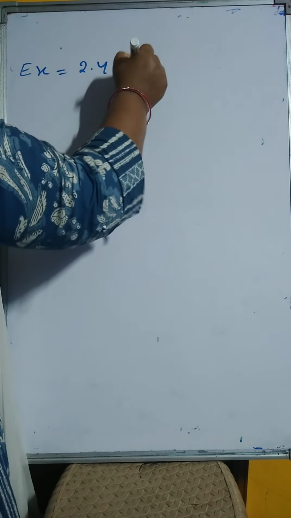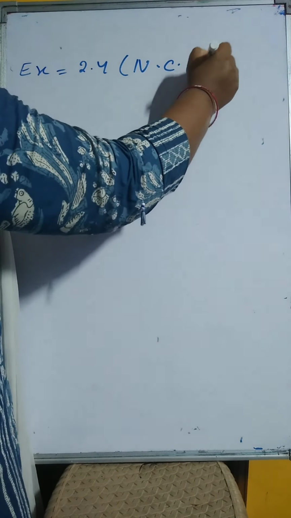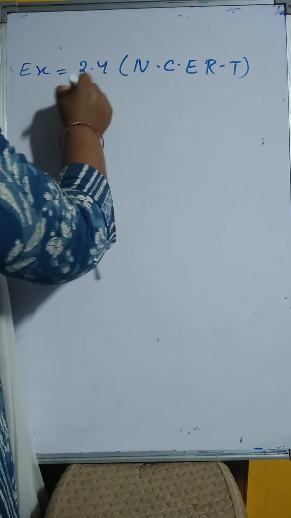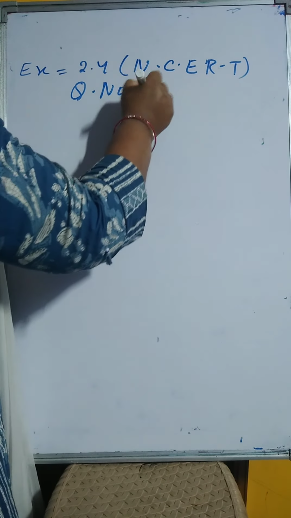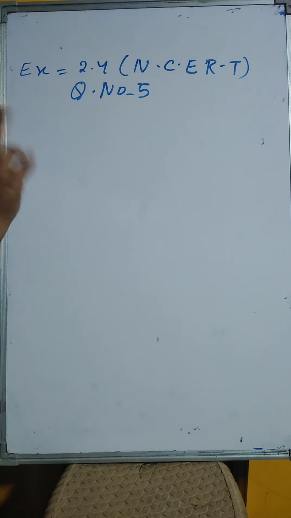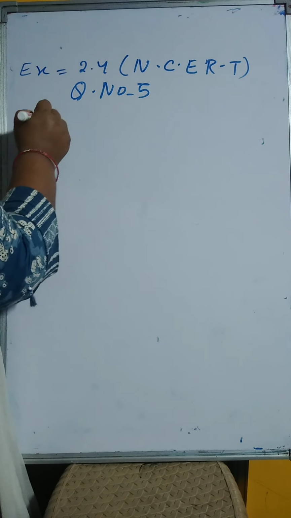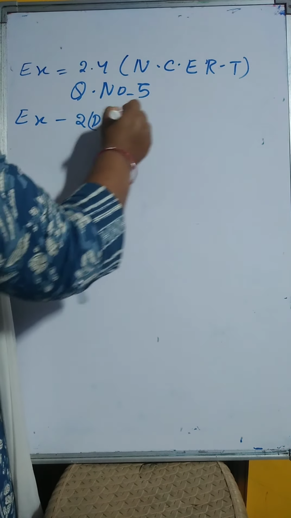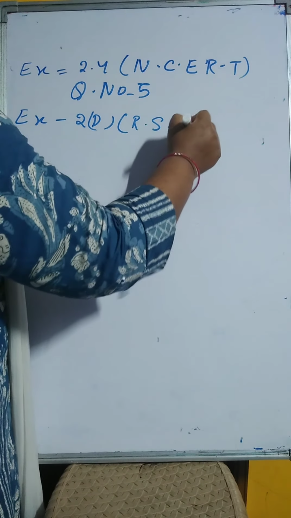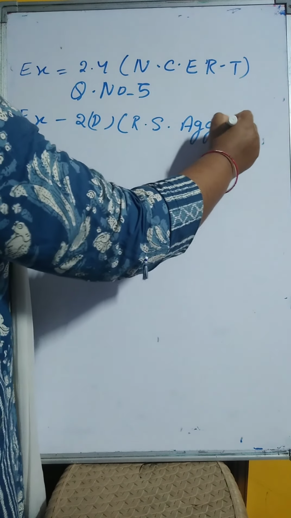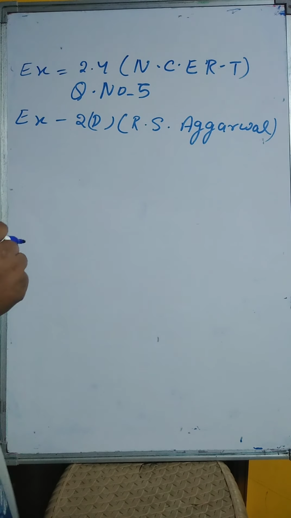Students, you will do exercise 2.4 of the NCERT book. Question number 5, which I have left. 2 questions I discussed, the remaining 2 you will do. And exercise 2D of R.S. Aggarwal book. Try to complete it. Try to do the examples given in R.S. Aggarwal book as well. Thank you.